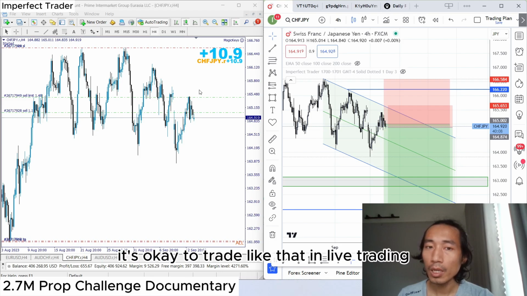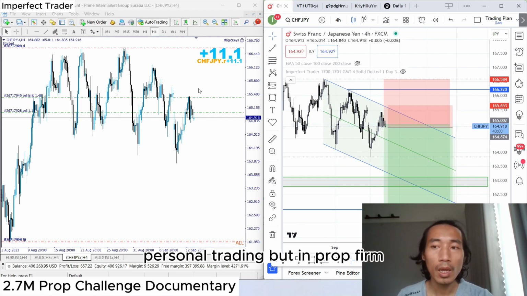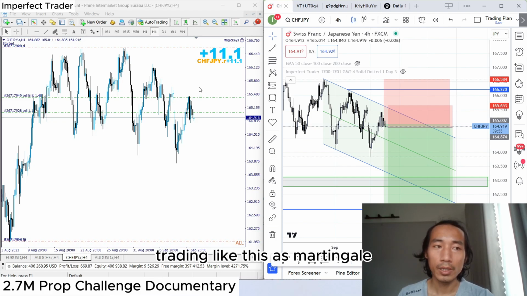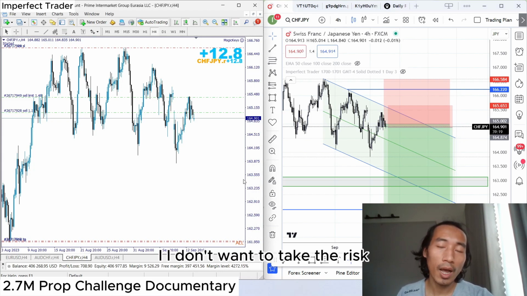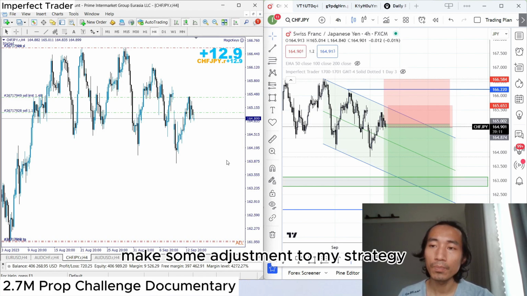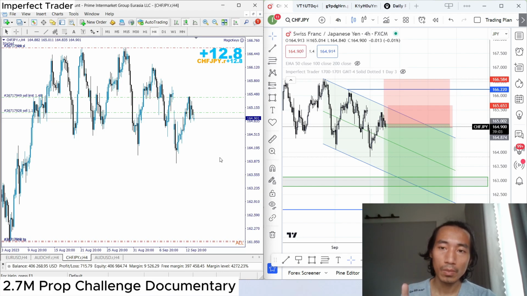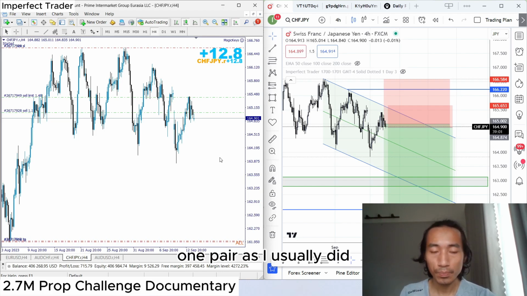Unfortunately, it's okay to trade like that in live trading, personal trading, but in prop firm, I think there's some firm they're gonna mark your trading like that as martingale. And to be honest, I don't want to take the risk. So probably I need to make some adjustment to my strategy, which is a little bit more aggressive and focus on one trade for one pair as I usually did.